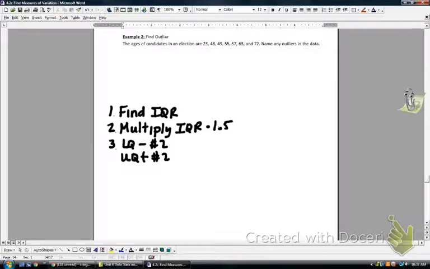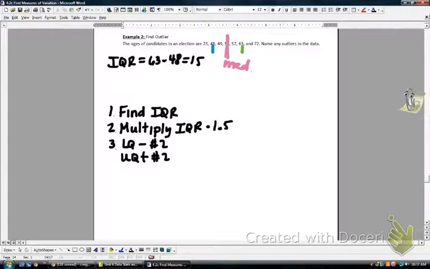Okay, so find the outlier. I feel like this is a little bit complicated and we won't do this very often, but I just want you to kind of see how it's done. So in order to find the outlier, the first thing that you have to do is find the IQR. So you've had enough experience to do that, so go ahead and find the IQR and then come back and check your work.